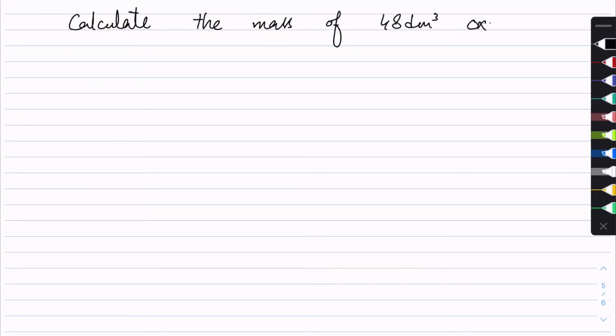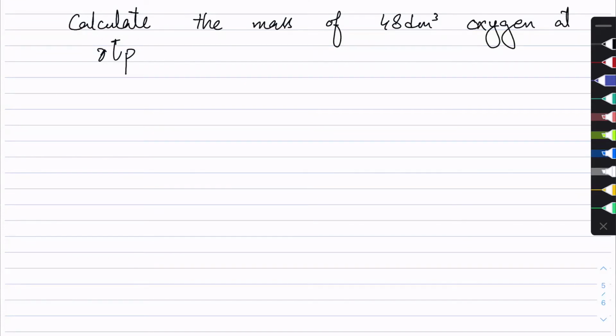The question was phrased this way: calculate the mass of 48 dm cube oxygen at room temperature and pressure. They always give you room temperature and pressure. They don't ask you about any other value, because we study that in A levels, not in O levels. So based on this, I told you the method.